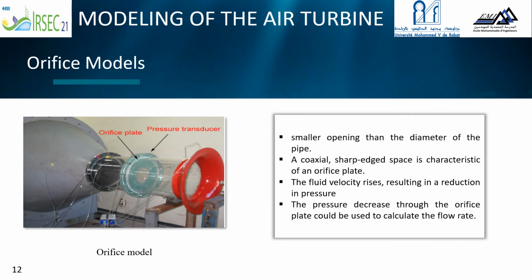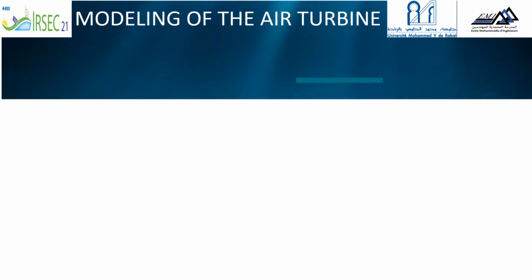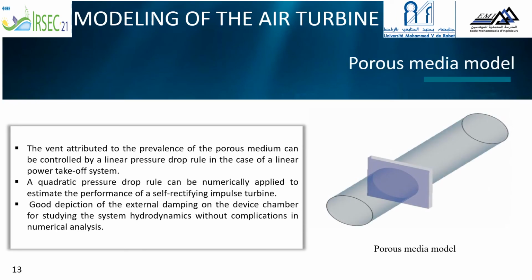The orifice model is the most widely applied type of flow. An orifice has a smaller opening than the diameter of the pipe. Since the area is smaller, the fluid velocity rises, resulting in a reduction in pressure. For porous media, the pressure drop can be controlled by a linear pressure drop rule in the case of the power takeoff system. That's explained by the fact that such a Wells turbine is nearly linear.